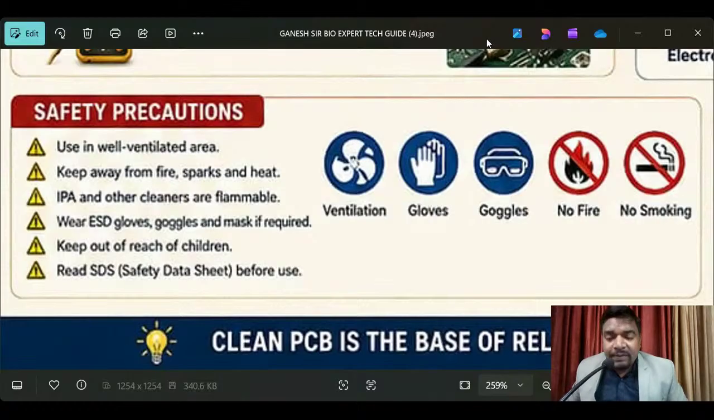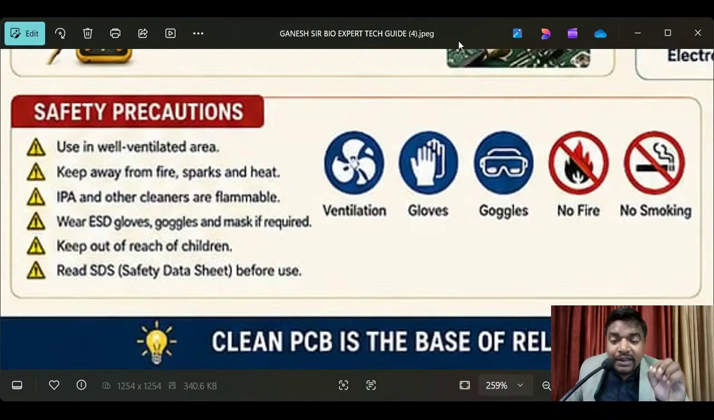Next topic: what I was showing today, I have successfully completed here. Now see here, used in a well ventilated area. Next, keep away from fire, sparks, and heat. See here, no fire. Next, IPA and other cleaners are flammable. See here, no smoking. And wear ESD gloves, goggles, and a mask if required. And keep out of reach of children.